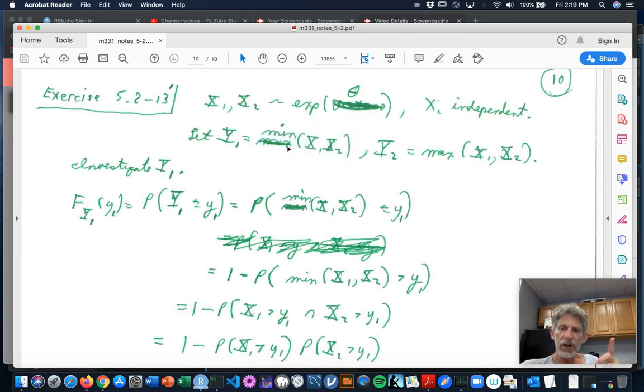Okay, let's imagine another machine where it can actually continue. It has two components, and they're both exponentially distributed and independent of each other. But the machine can continue to function as long as at least one of the components is working. So for it to die, both components have to die. That means its lifetime, which I call Y2, would be the maximum of those two variables. And let's just see if we can get their distributions.